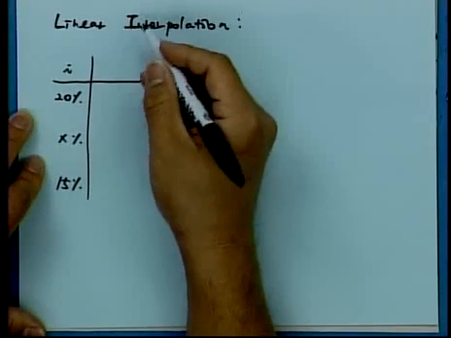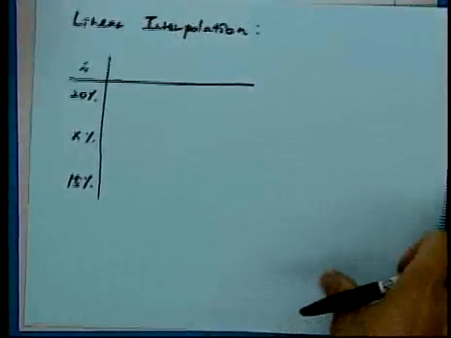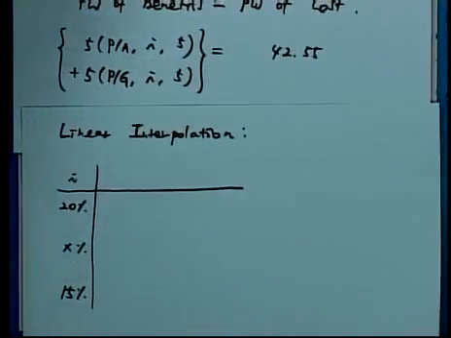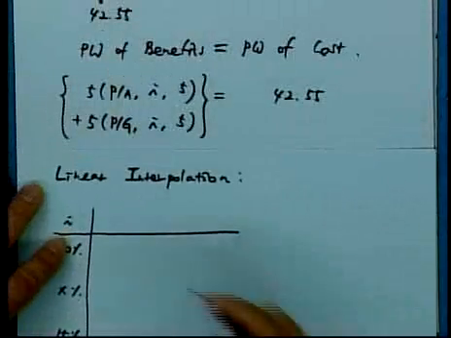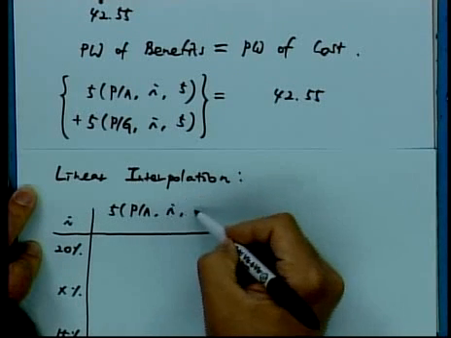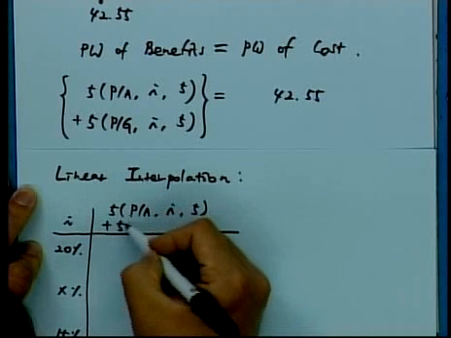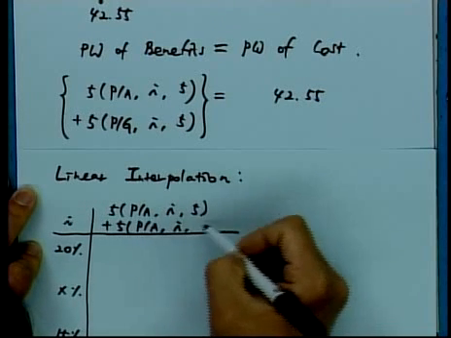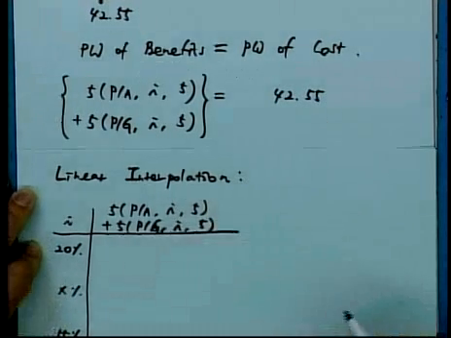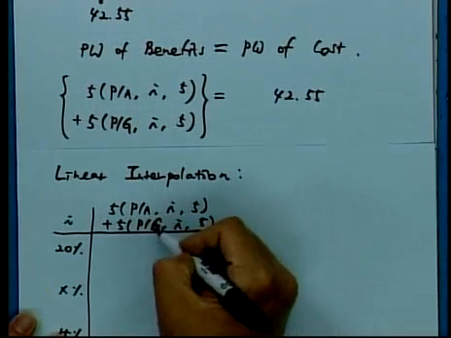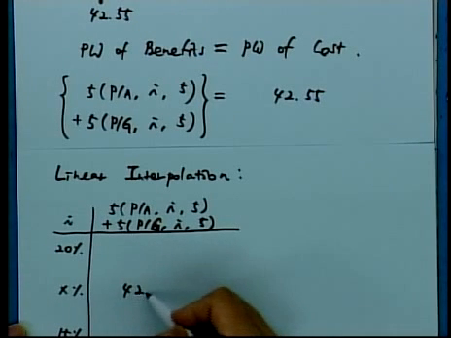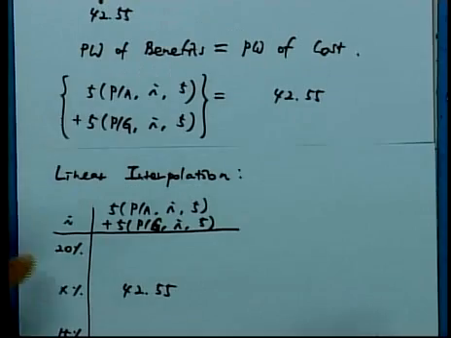And then here, 5 times P given A, I% over 5 periods plus 5 times P given G, I% over 5 periods. I'm sorry, this is P given G, okay? That's going to be 42.55.